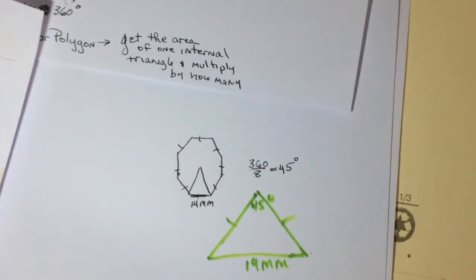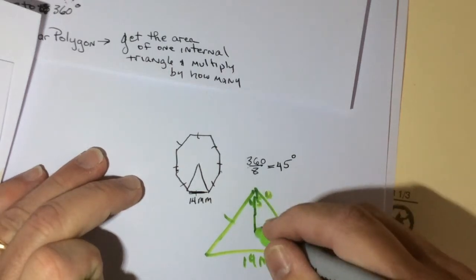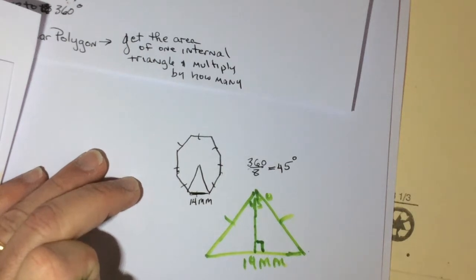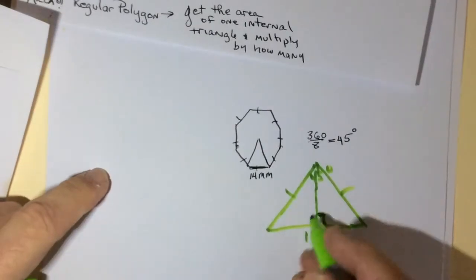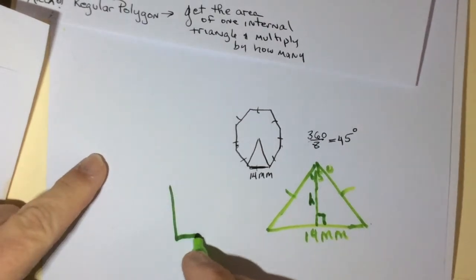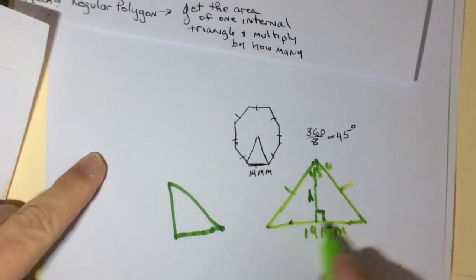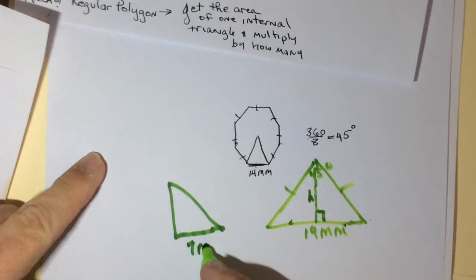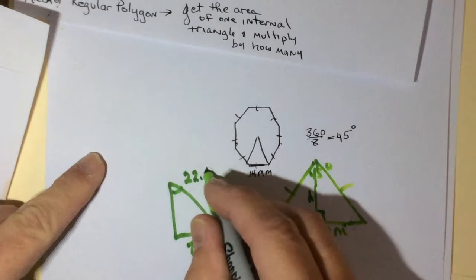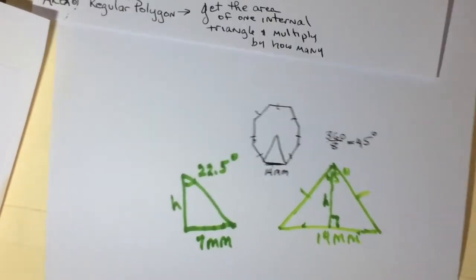This means that I can cut this in half right here. Make a right triangle and have something else to work with in order to get the height. This new triangle that I'm working with now looks like this. Right, we split this in half as well. So now this is 7 millimeters. This is 22.5 degrees. And this I don't know. But this is a trig problem.